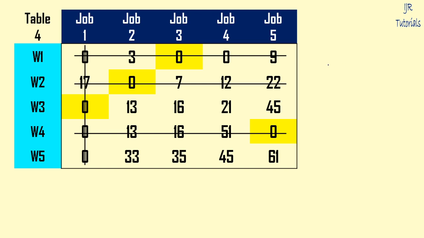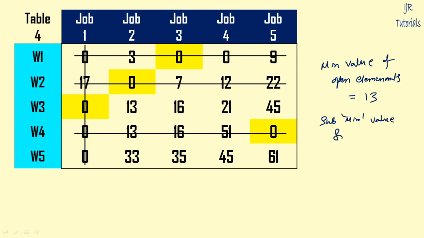Out of it, there are open elements. So out of these, what is the minimum value of open elements? The open elements are 13, 16, 21, 45, 33, 35, 45, 61. So the minimum is 13. So we have to subtract this minimum value from open elements, that is 13 minus 13, 16 minus 13, 21 minus 13, 45 minus 13, 33 minus 13, 35 minus 13, 45 minus 13, 61 minus 13.